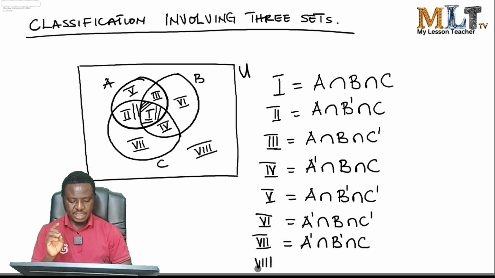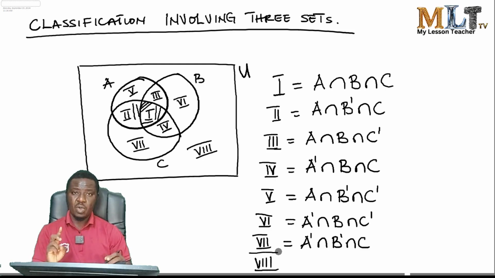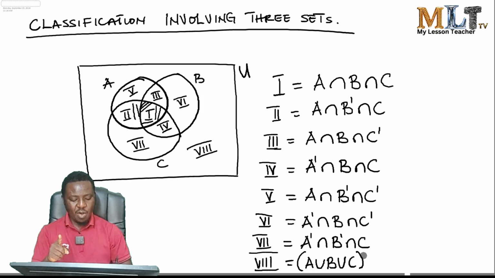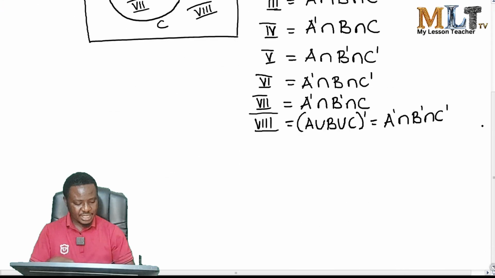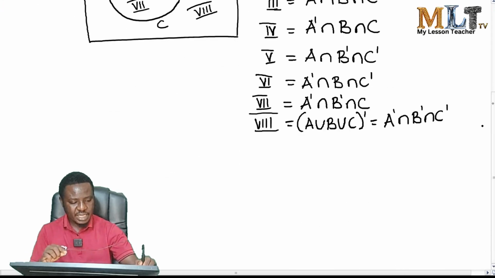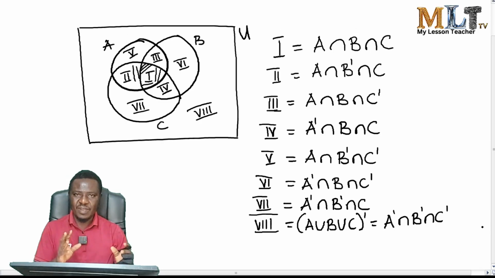And region 8 is said to contain elements that cannot be found in A, B, or C, but are contained in the universal set. This can be written as bracket A union B union C, primed. Or this can be written as A prime intersection B prime intersection C prime. So these are the ways you can classify sets under a three-subset problem.